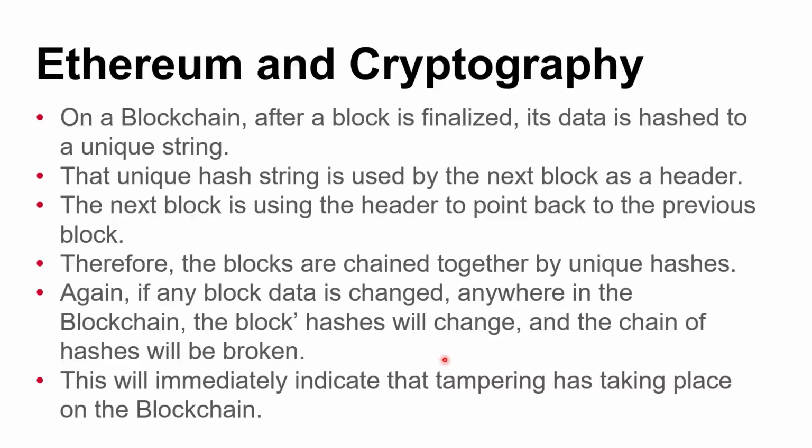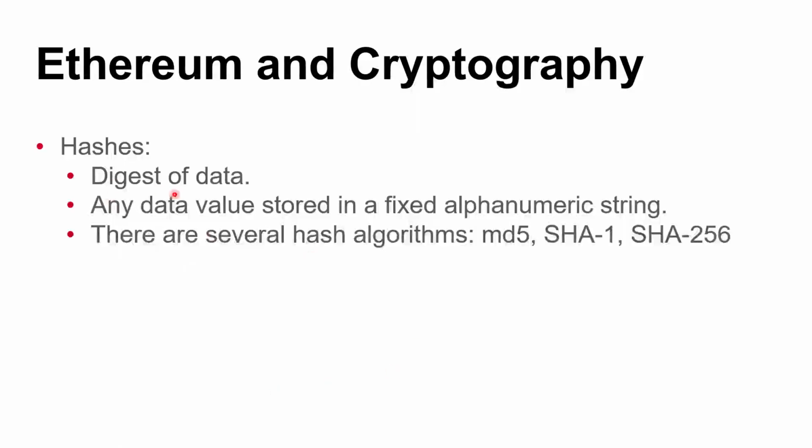So blockchain can be thought of as change apparent, and once that change is detected, it can be overwritten with a blockchain or a ledger or a block that has not been tampered with. So we will know if there is any tampering because we will see the change in the hash. Again, hashes are digests of data.